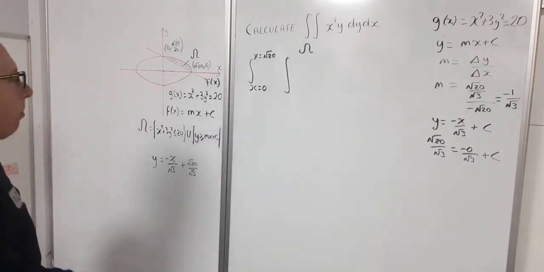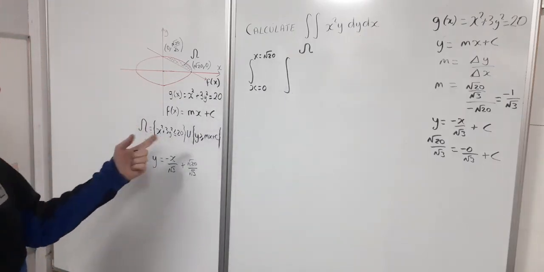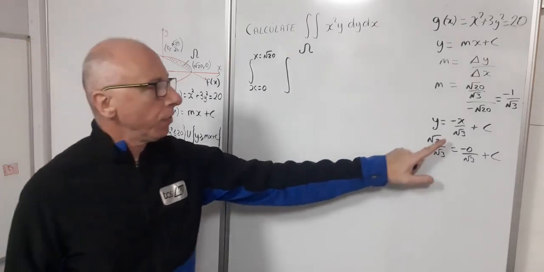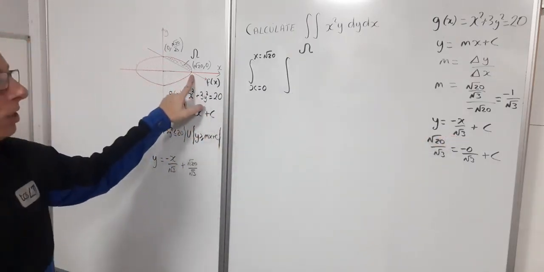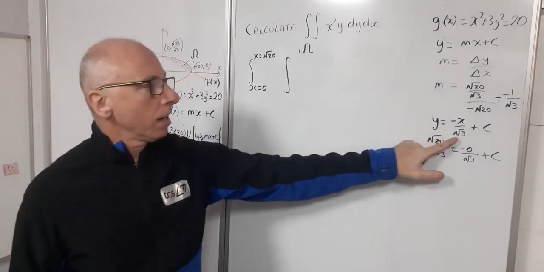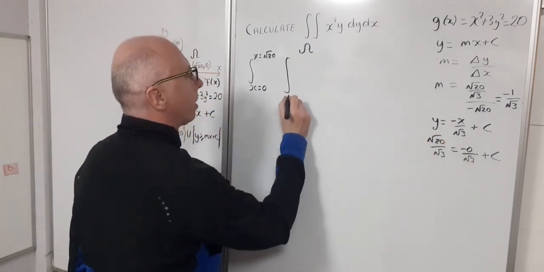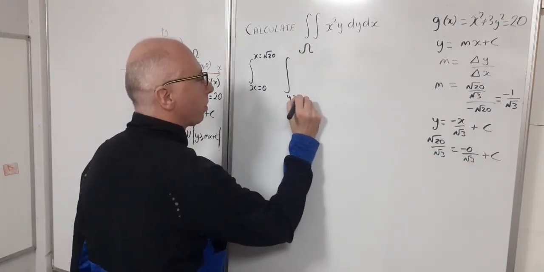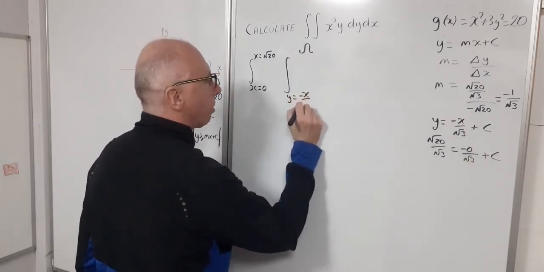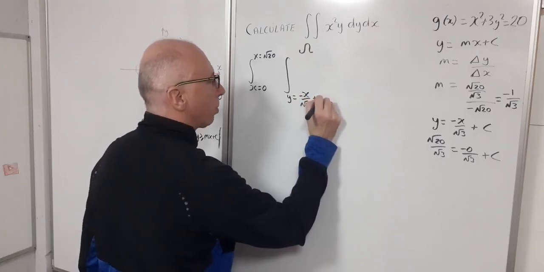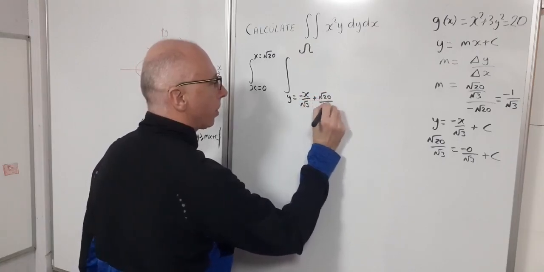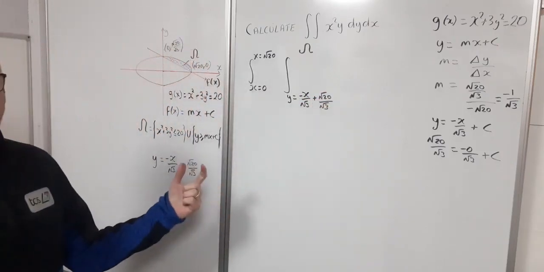So as we're integrating with regards to the x-axis, now what we've got is we've got this one for our lower bound, which is this one here. So our function there is minus x over root 3 plus root 20 over root 3. So that would be y equals minus x over root 3 plus root 20 over root 3. So that takes care of that.